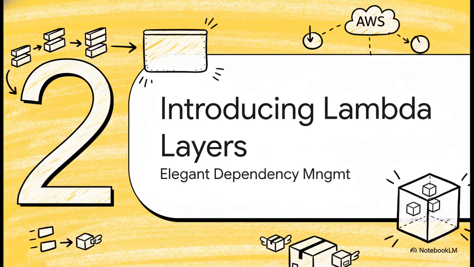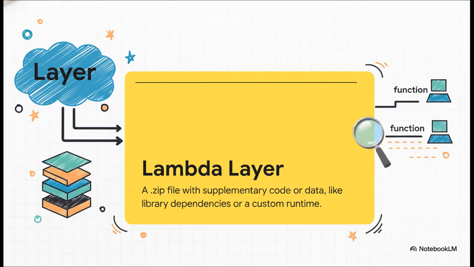But what if there was a way to just pull all of that shared, bulky code out of your function's package? Well, guess what? There is. So let's meet the hero of our story, AWS Lambda layers. So what in the world is a layer? Well, at its core, it's really just another zip file. But instead of your function's logic, it holds all that extra stuff. You know, your library dependencies, maybe some configuration files, or even a whole custom runtime. It's the code that your function needs, but it isn't really part of its main job.